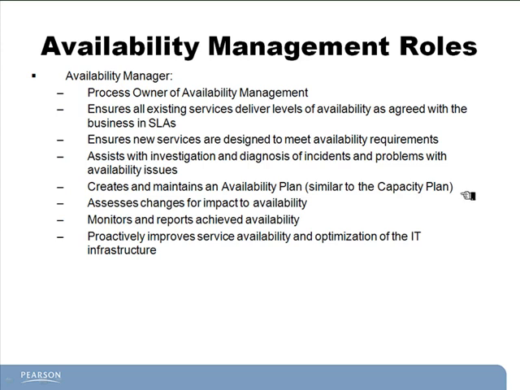This person will also create and maintain an availability plan, which is similar to the capacity plan in that it comes out once a year. They'll also assess system changes for how they might impact availability once they go live. Once the service is up and running in service operation, they'll monitor and report on the level of availability or uptime that we achieved. They'll provide those numbers to the service level manager so they can crunch the numbers and then present them to the customer during the service review.